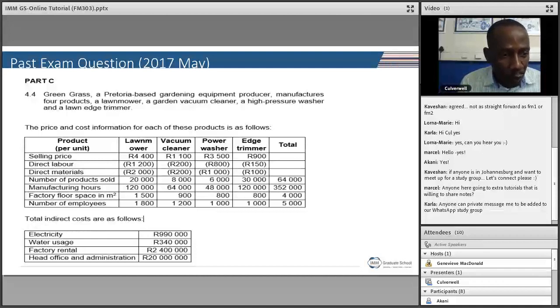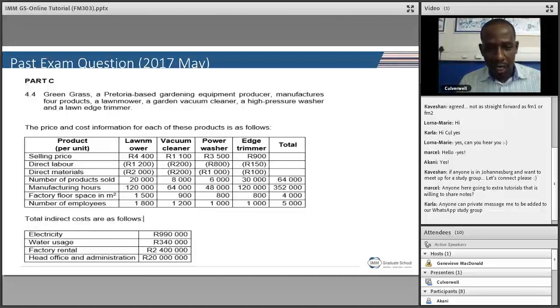I'll then also move on to factory rental. On your factory rental for your lawnmower, we know the cost per square meter. It is 600 rand per square meter. So I'll go to lawnmower production and ask how much it is occupying of the factory floor space. It's 1,500 square meters, and I know a square meter rental is 600 rand. I'll multiply by 600 rand. It will give me 900,000 for the lawnmower.